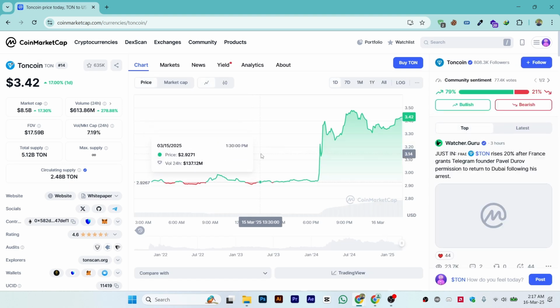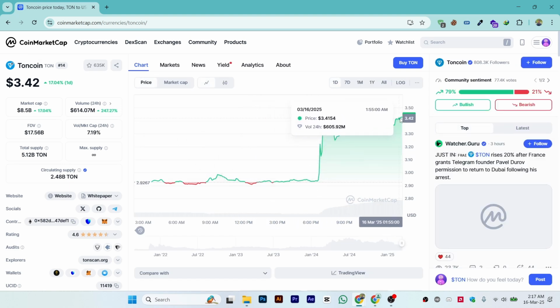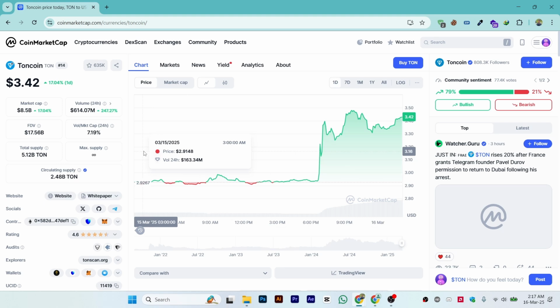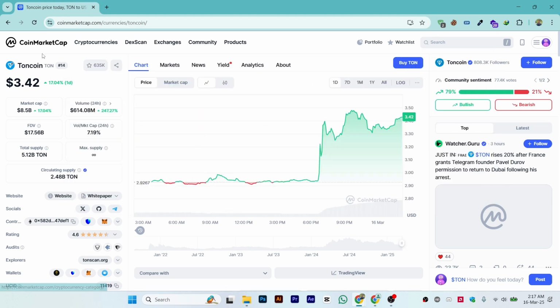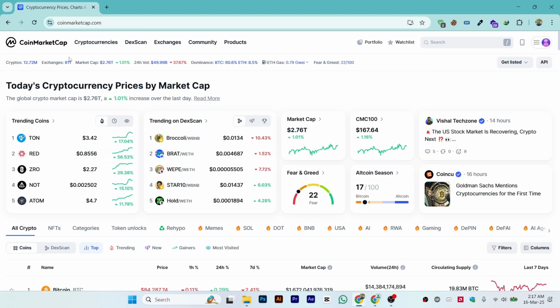And if you want to do trading, you can do all the analysis, read the history and check further details like volume, market cap, etc. Here is the cryptocurrency section, like ranking, trending, upcoming, and there are many other options that you can access on CoinMarketCap, but you will not be able to do trading on this platform.